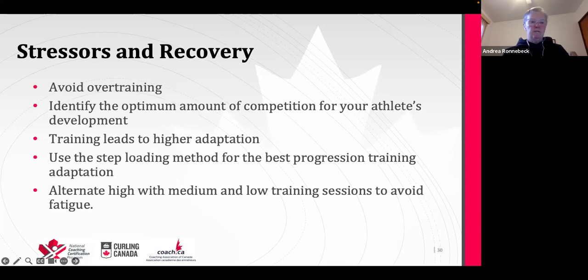So, stressors and recovery: avoid overtraining, and identify the optimum amount of competition for your athlete's development. Training leads to higher adaptation than competition. Use the step loading method for the best progression of training adaptation, and alternate high with medium and low training sessions to avoid fatigue. The step loading model of training permits a progressive overload that is intermingled with stages of unloading. So high load with some low load sessions.